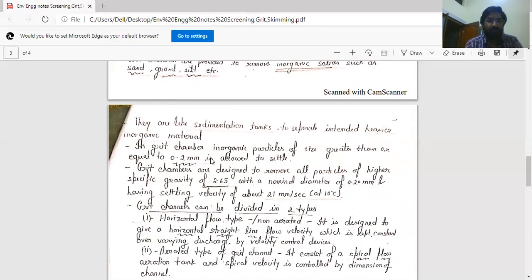Due to its own gravity, grit chambers are designed to remove all particles of higher specific gravity of 2.65 with a nominal diameter of 0.2 mm. So, which type of particles are removed in grit chamber? Particle size 0.2 mm, specific gravity 2.65. They are removed in grit chamber and have a settling velocity of about 21 millimeter per second at 10 degrees centigrade temperature.